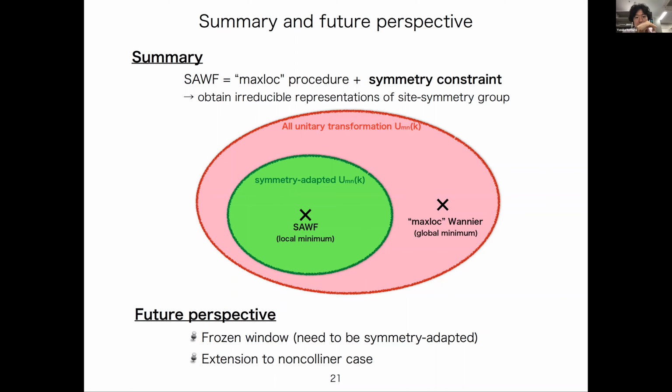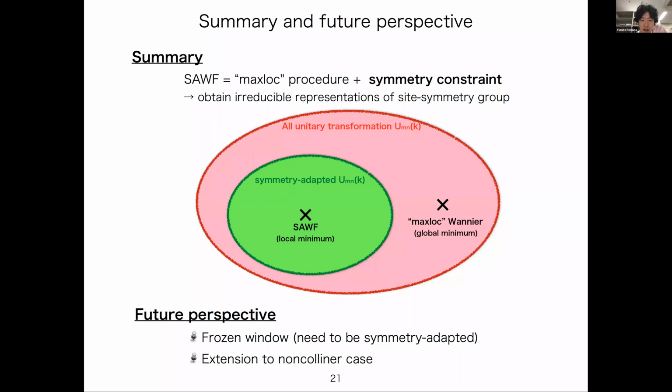Okay, so the first question is, can we use the symmetry-adapted Wannier function in the strong spin-orbit coupling cases? So again, if we switch on the spin-orbit coupling, then it becomes a non-collinear calculation. And for the moment, we do not support the symmetry-adapted mode for this.